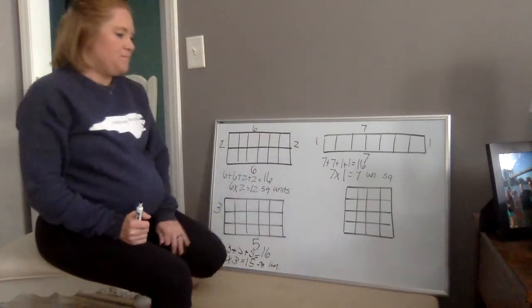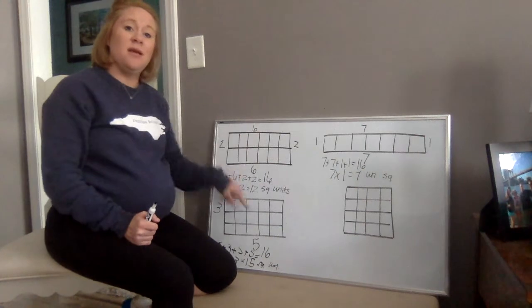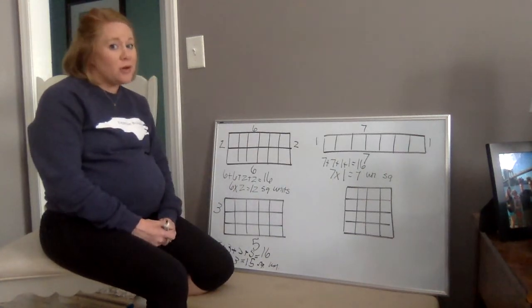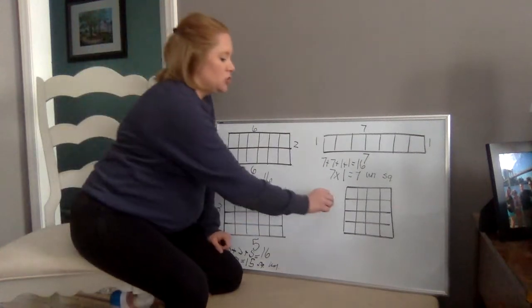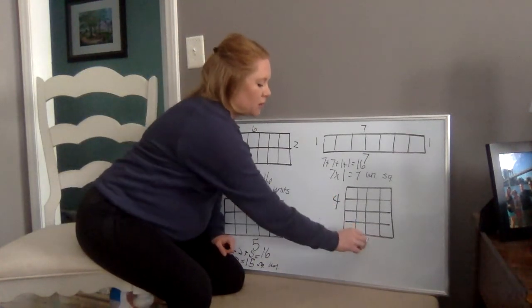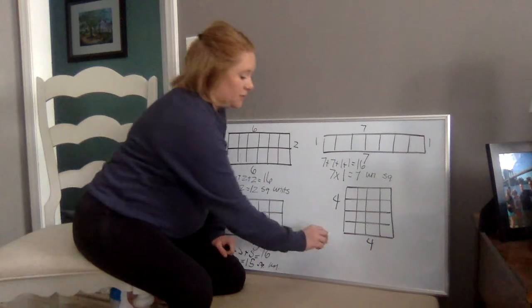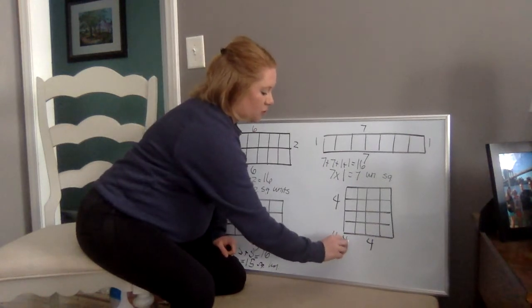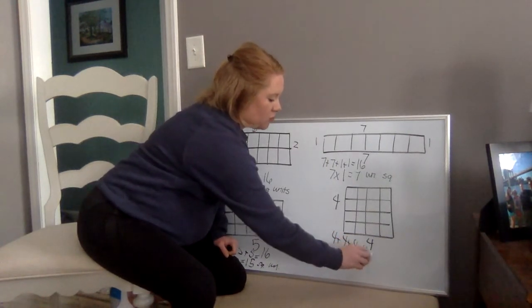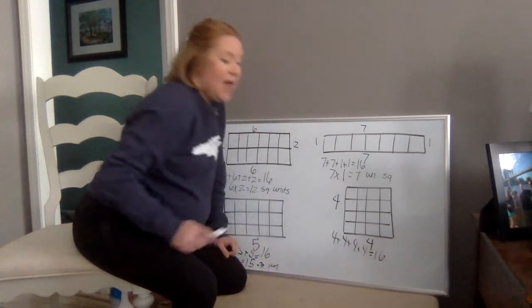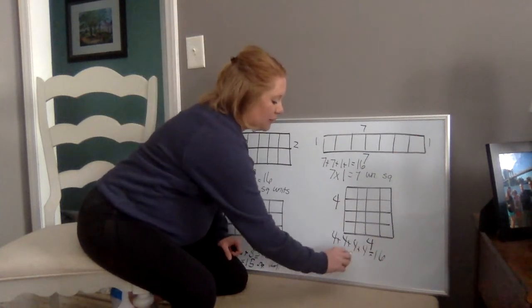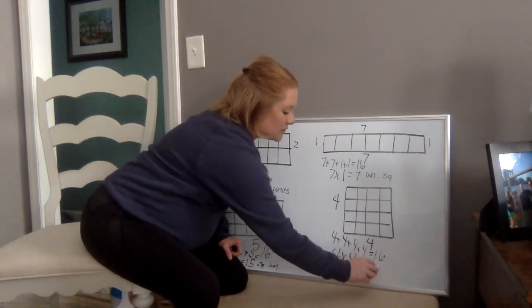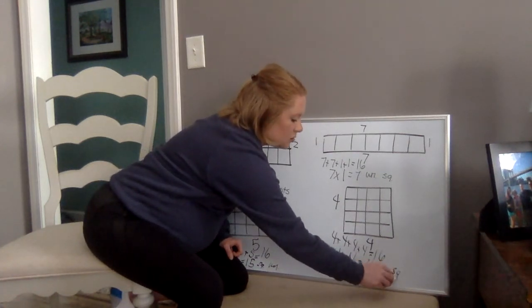Let's look at this one. It looks different than these, but we're seeing a pattern, so I wonder if it's going to have the same perimeter as the rest of these. So the length is 4, the width is 4. To figure out perimeter, 4 plus 4 plus 4 plus 4, we know that's 16. And then the area is length times the width. So 4 times 4 equals 16 units squared.